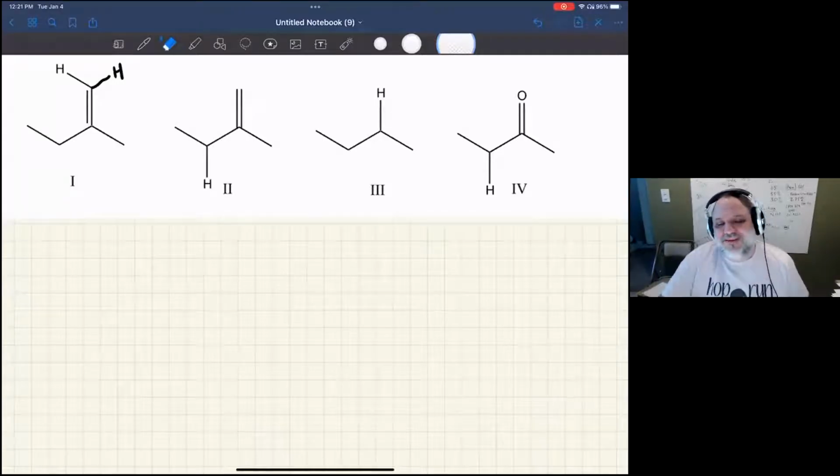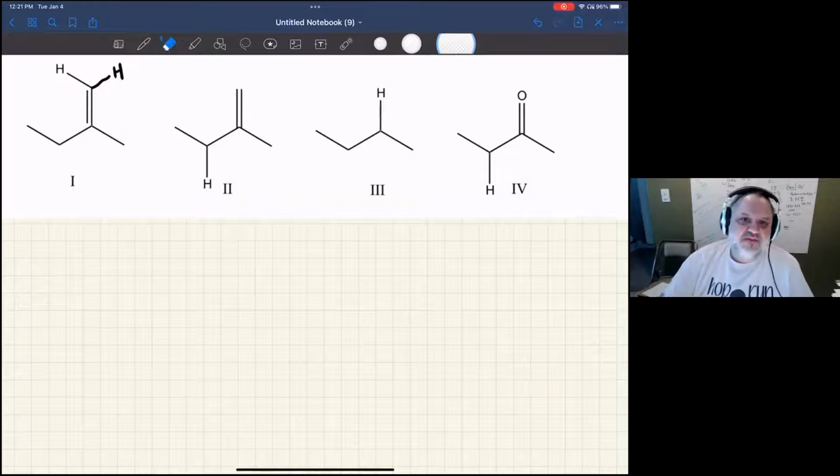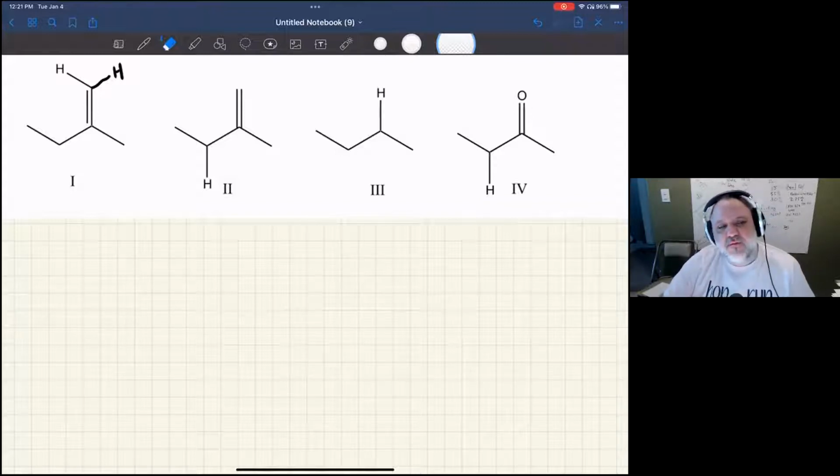Okay, this question again asks us which one of these protons is more acidic. It actually shows us some protons. In the first one, I went ahead and drew in the other proton. Now remember, both of these protons are going to be equivalent. The structure only showed you one, and I didn't want there to be any confusion.